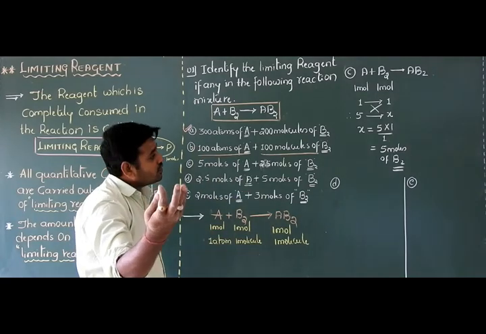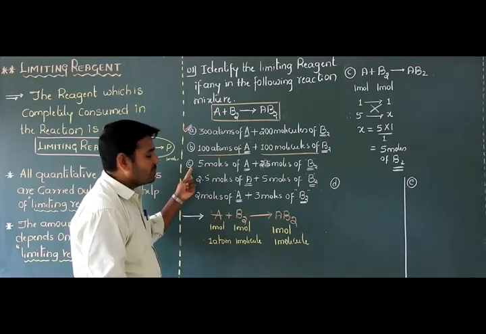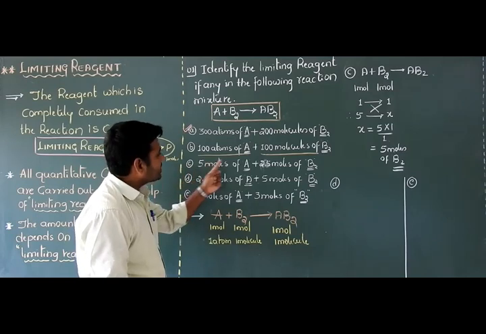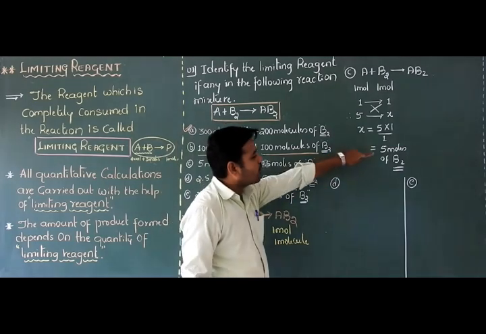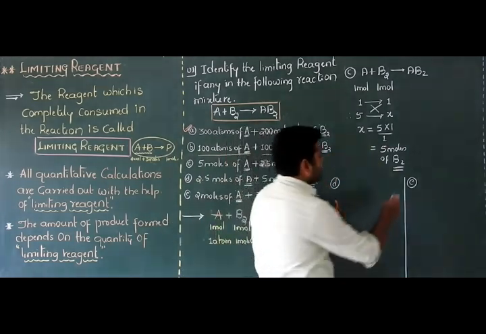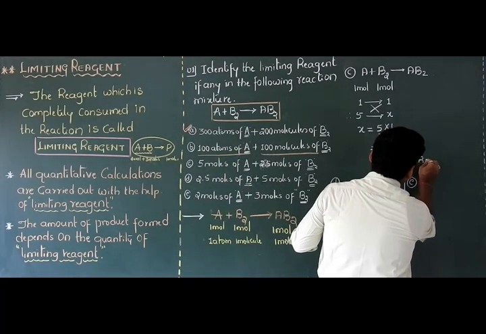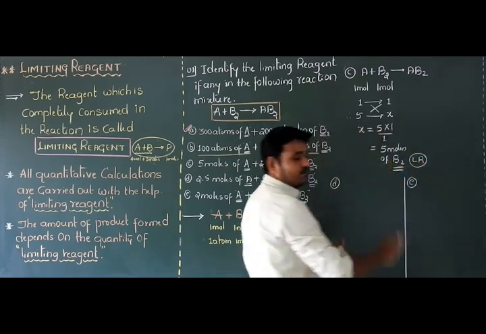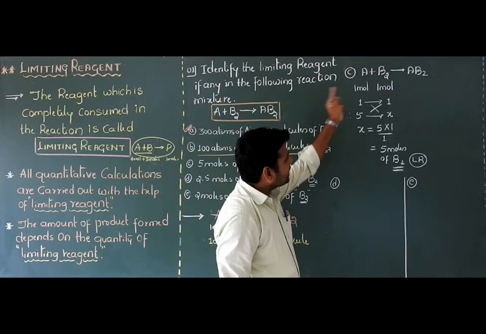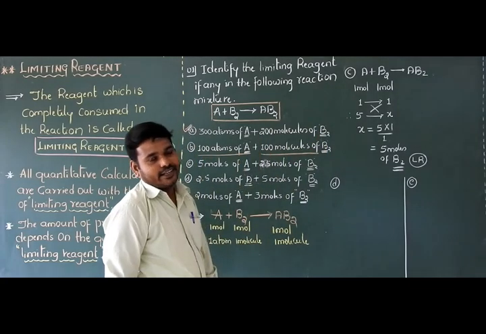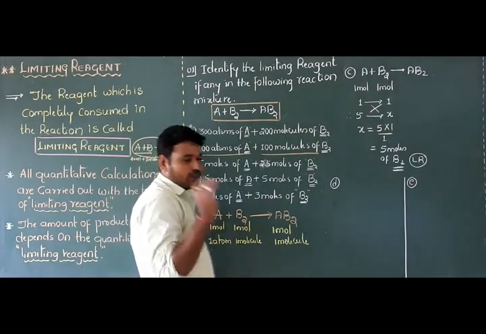And already you know which one acts as the limiting reagent in the previous problem. Yes, tell me students, out of A and B2, which one acts as the limiting reagent in the third problem? B2 is called the limiting reagent in the third problem. Then which one is the excess reagent here? Reactant A is called the excess reagent here. And now the fourth one.